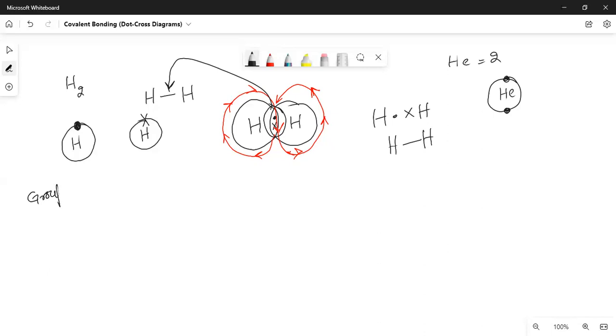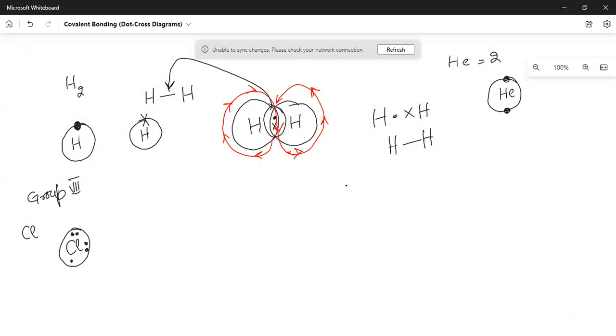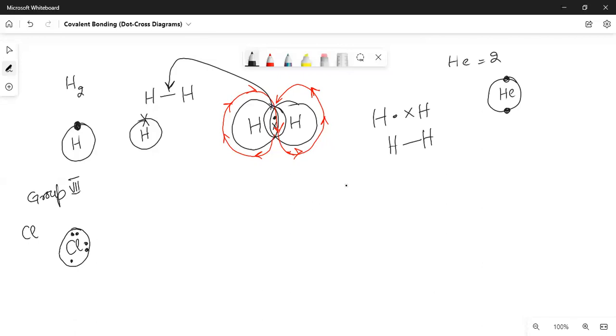For group 7, let's take chlorine as an example. Now, chlorine has 7 electrons in its outermost shell. So when you draw it, you can draw it like this: 1, 2, 3, 4. You may draw it on the lines, you may draw it inside the lines. There are both ways that you can draw it, and both ways are actually correct. Right? So, like this. So, 7 electrons in the outermost shell.